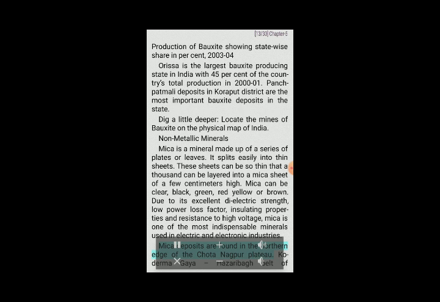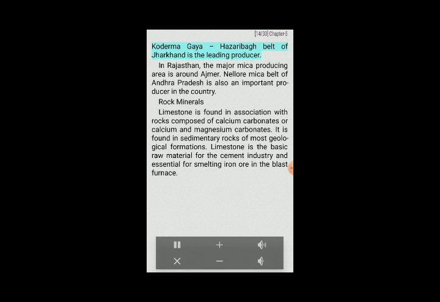Mica deposits are found in the northern edge of the Chota Nagpur Plateau. Koderma-Gaya-Hazaribagh belt of Jharkhand is the leading producer. In Rajasthan, the major mica producing area is around Ajmer. Nellore mica belt of Andhra Pradesh is also an important producer in the country.